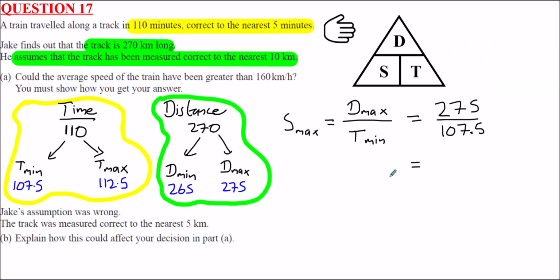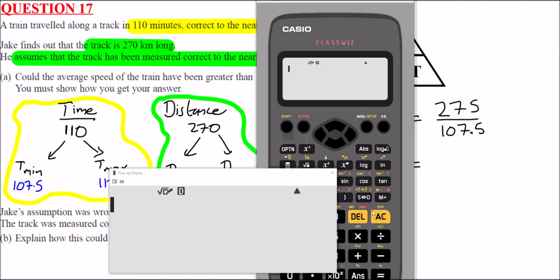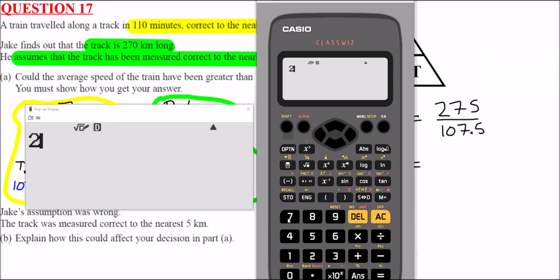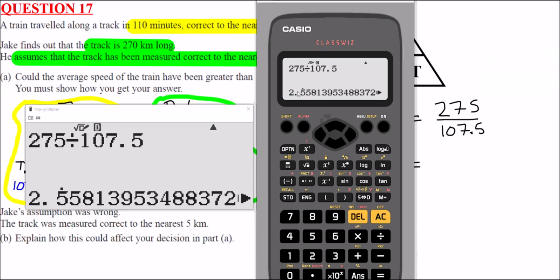So that's what we type in. So it's going to be 275 divided by 107.5. So if we do that, 275 divided by 107.5, we get 2.558 and so on.